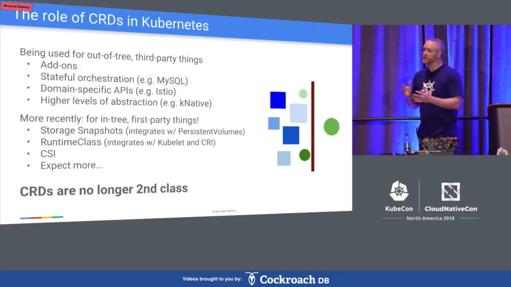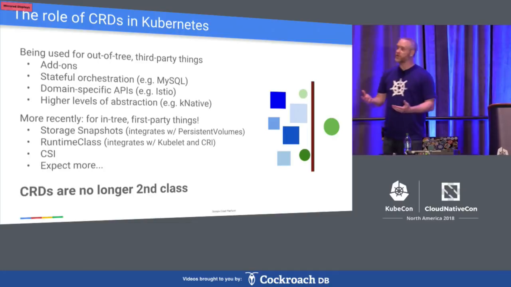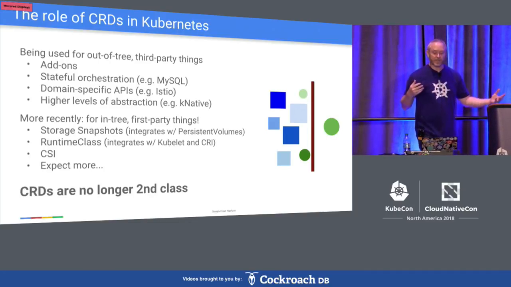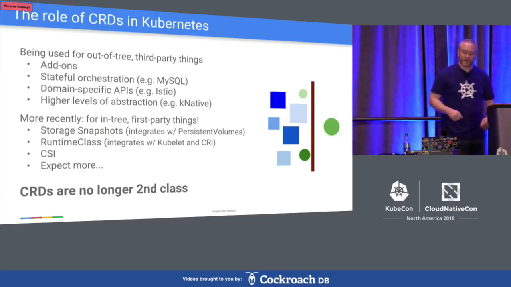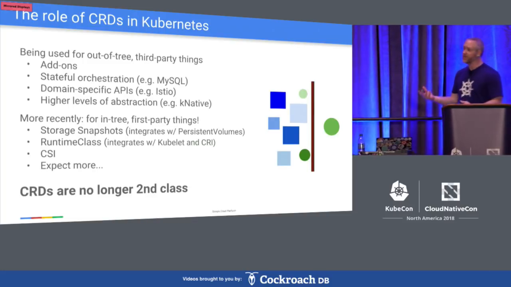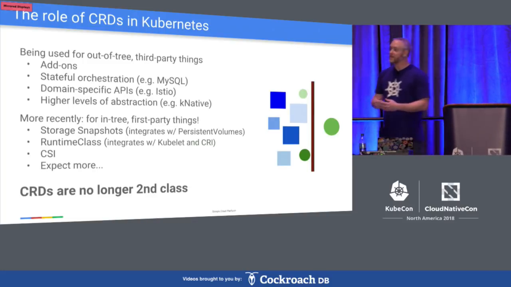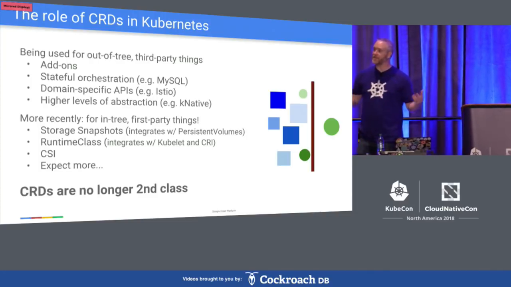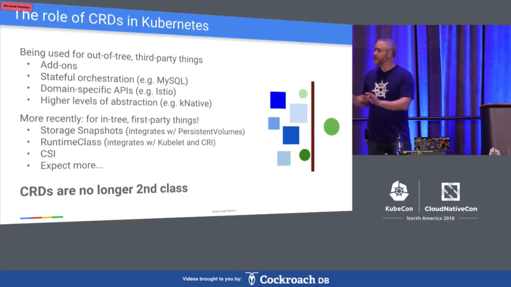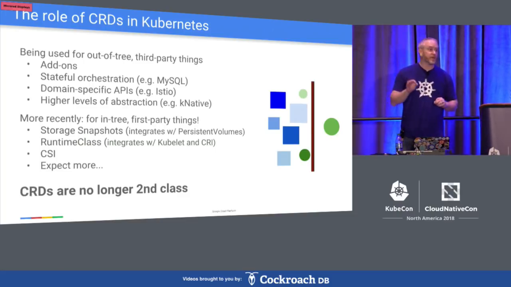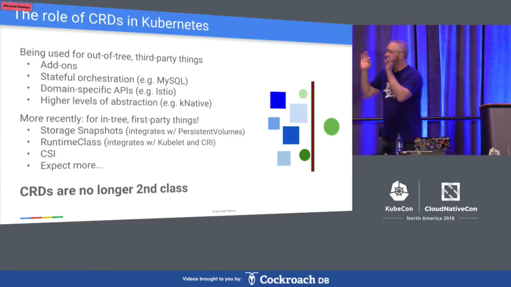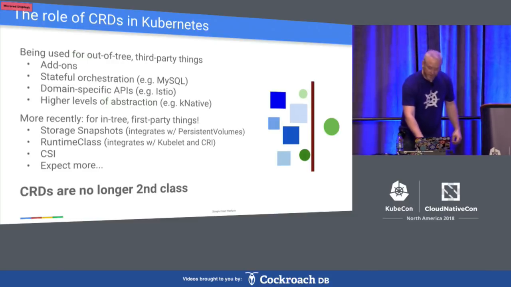More recently, though, we've been using them for in-tree first-party things. Storage snapshots. It's a pretty cool idea. It's built entirely on CRDs, even though it links up with the rest of the Kubernetes system through persistent volumes. Runtime classes is a new way to describe how your machines are being managed. This is all defined through CRDs. CSI, the container storage interface, is again linked deeply into the system, but it's defined in custom resources. And you can expect to see more of this. This is the direction that we're setting for the project through SIG Architecture, that all new ideas are coming in as custom resources. The goal here is custom resources are not second class anymore.